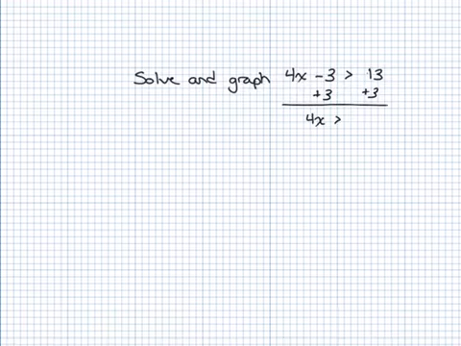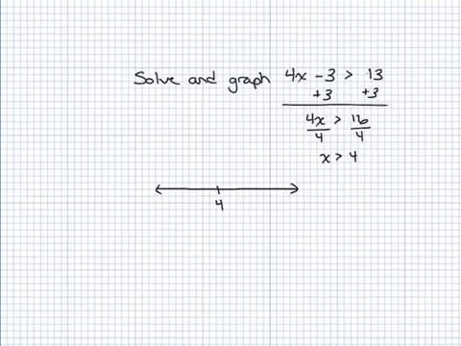And so 4x is greater than 16. Divide by 4. And x is greater than 4. But we also have to graph it, and for a regular inequality, we're going to graph on a number line. So I need the number I'm interested in, so 4.